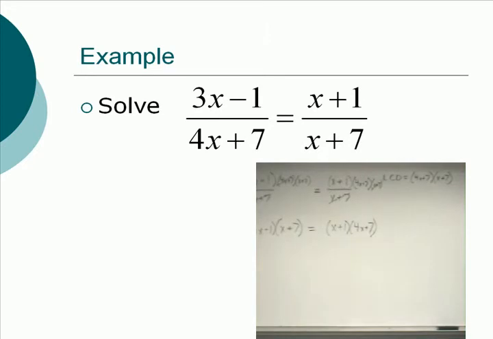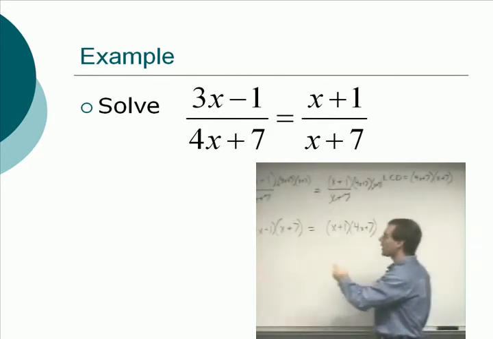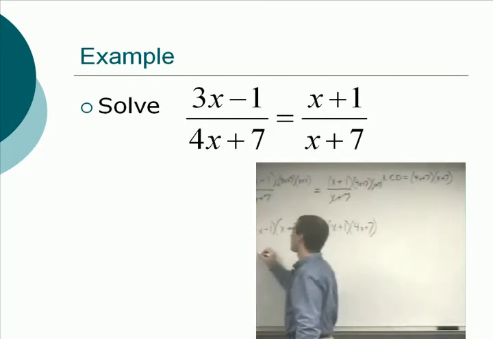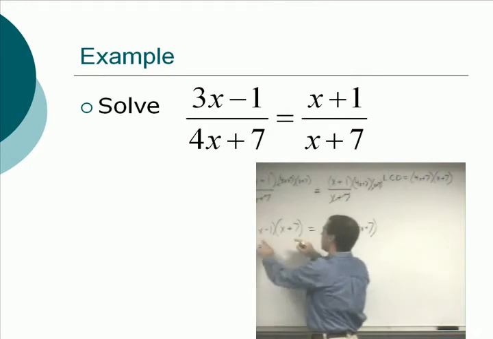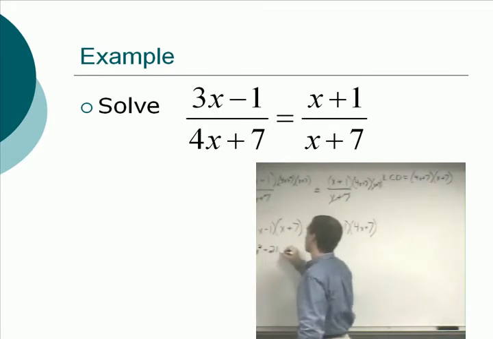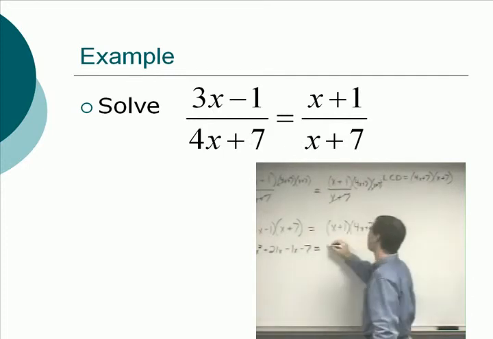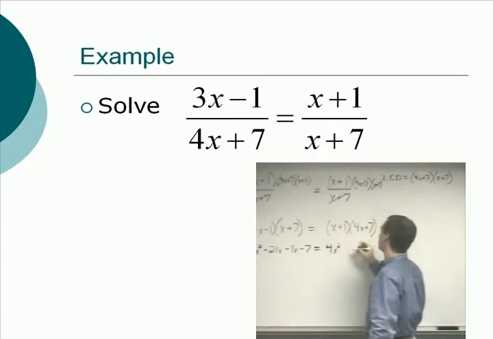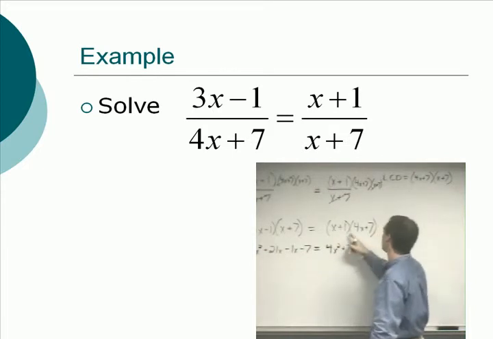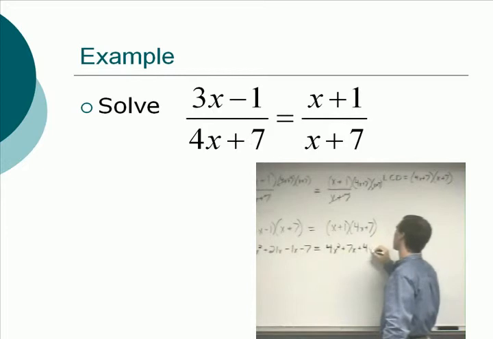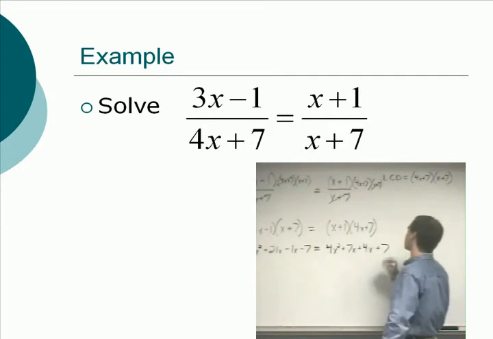Okay, so now we've got an equation to solve, and that's free of any fractions. No fractions at all. Okay, well, now we better FOIL these out. So we have 3x squared plus 21x minus 1x minus 7 equals 4x squared plus 7x plus 4x plus 7.